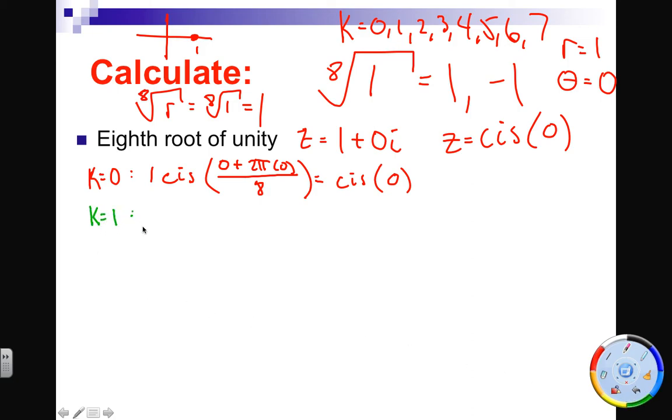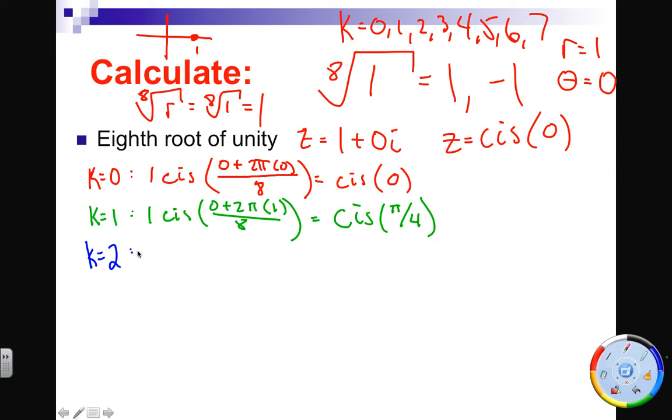K equals 1. All right, K equals 1. Well, this doesn't change. This doesn't change. This doesn't change. That doesn't change. Here is where it changes. And I simplify this. CIS of 0 plus 2 pi over 8. Well, 2 pi over 8 is pi over 4. Cool, that's pretty easy. So what's the next one? We have to do K equals 2.